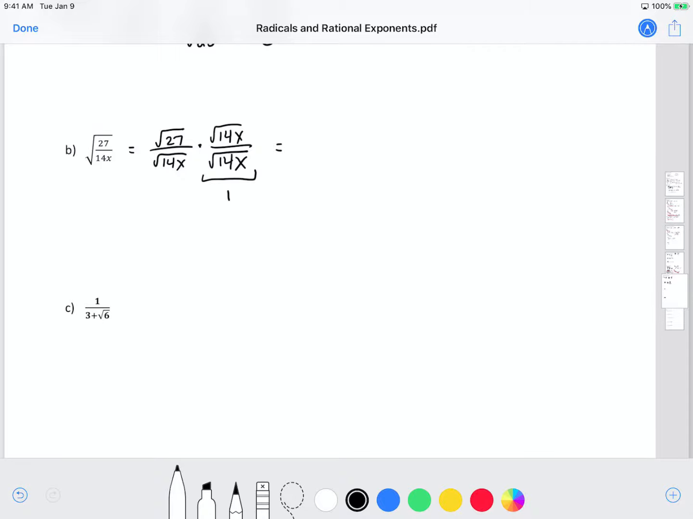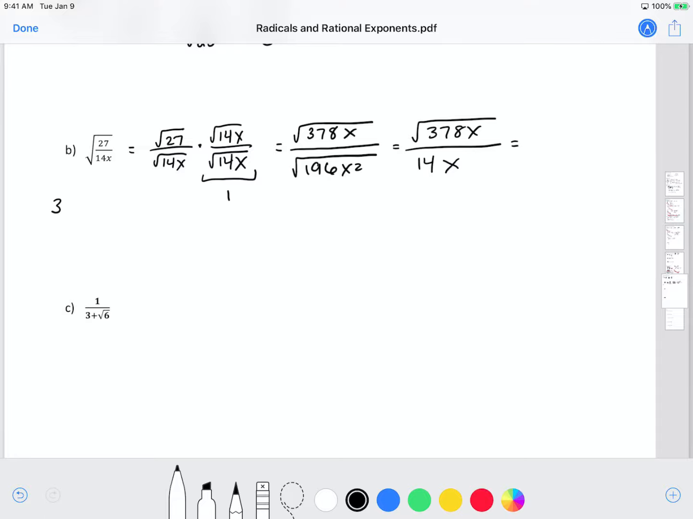So when I take 27 times 14, I get 378, and then I still have x. And then in the denominator, when I take 14 times 14, I get 196 x squared. So in the numerator, I have 378x, and in the denominator, I have 196 x squared. The square root of 196 is 14, and the square root of x squared is just x. So now we have gotten rid of the square root in the denominator. And so what we would need to do now is just simplify the square root in the numerator.